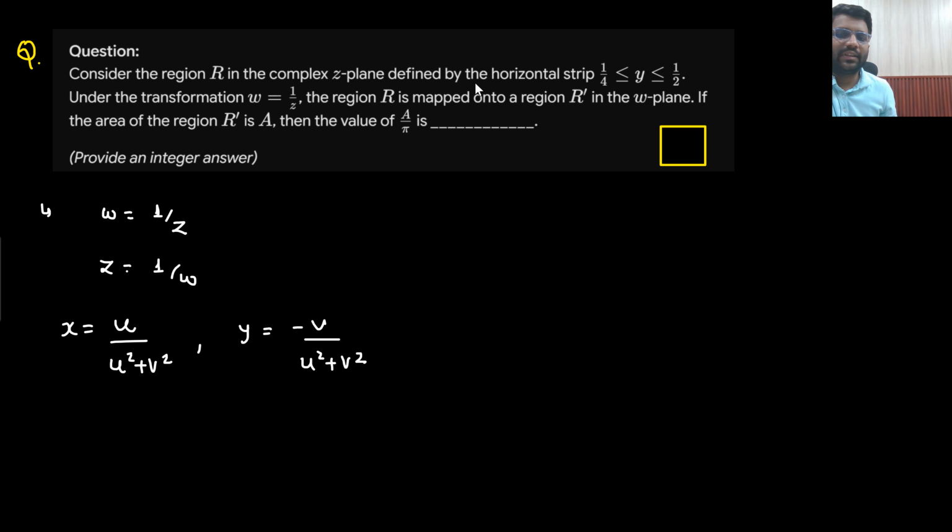Now in the xy plane, what is the region this time? The region is y going from 1 by 2 to 1 by 4. They are not talking about x. If they are not talking about x, that means x can take any value.